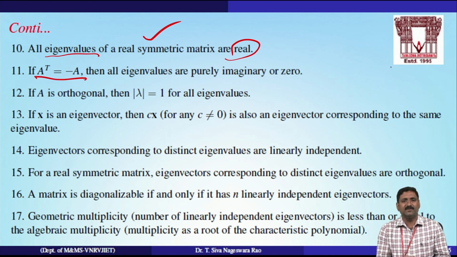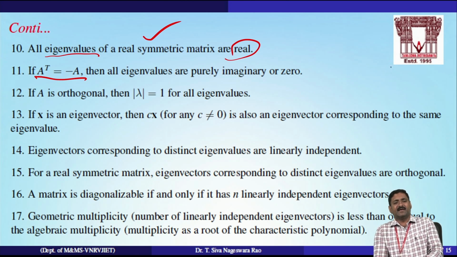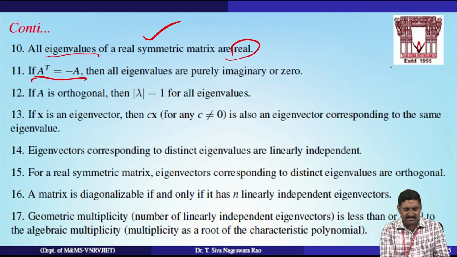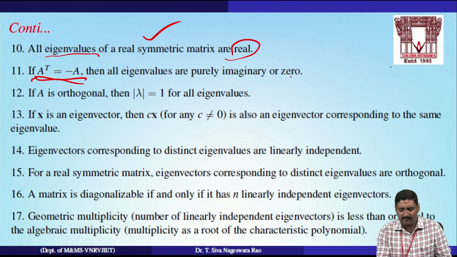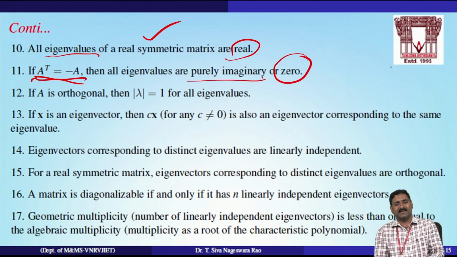A transpose is equal to minus A. What is A transpose equal to minus A? A square matrix capital A is said to be skew symmetric if A transpose is equal to minus A. So it represents a skew symmetric matrix. The eigenvalues of a skew symmetric matrix are either 0 or purely imaginary. What are the eigenvalues of a symmetric matrix? All real. Coming to a skew symmetric matrix, either 0 or purely imaginary.